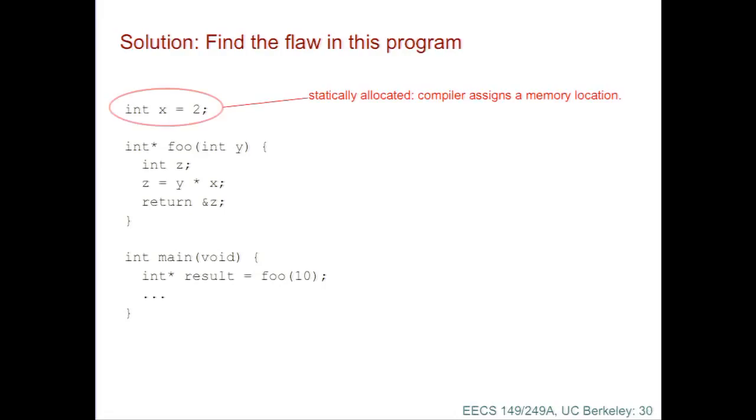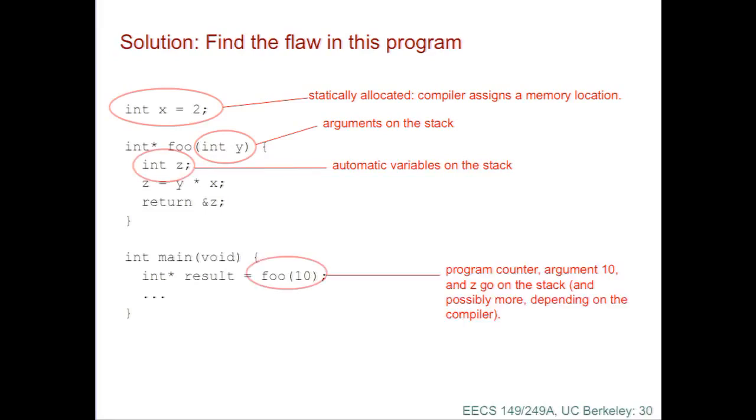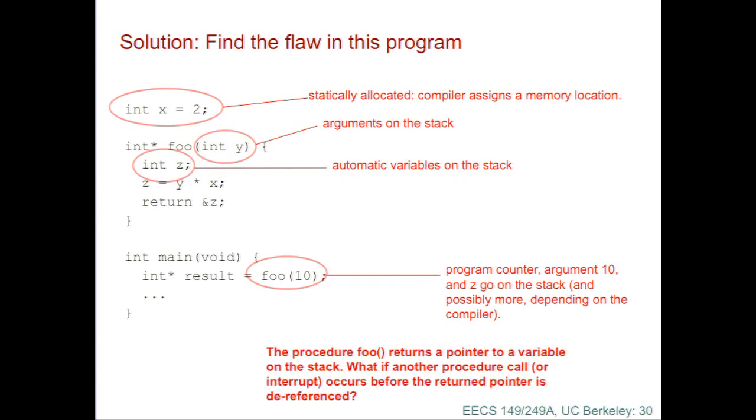Okay. So here's the analysis. This is a statically allocated memory location. The argument goes on the stack. This variable gets allocated on the stack. When the procedure gets called, the argument 10 goes on the stack, Z goes on the stack, possibly other stuff might go on the stack, the program counter. And the procedure foo then returns a pointer to a variable on the stack. And that's not generally a good idea because by the time that procedure has returned, the stack pointer has deallocated that location, which means it's now free to be used by anything else. Another procedure call, an interrupt, anything else. Okay?